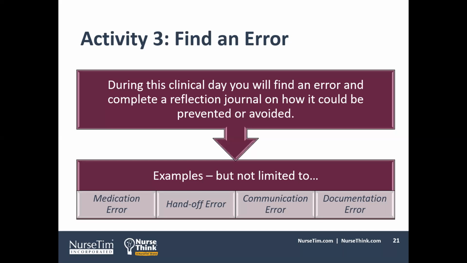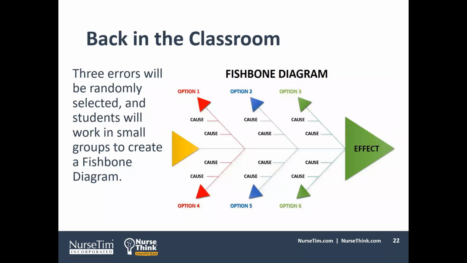Whatever it is those students can find, have them bring that information to post-conference or have them bring those examples back to you in class. So what will I do? I am going to now take the errors that my students have found in clinical last week, and I'm going to randomly select 3 students' examples of errors that they saw. And we're now going to go into a small work group, and we're going to create a fishbone diagram to see if we can, in fact, improve patient outcome as a result of recognizing that error.